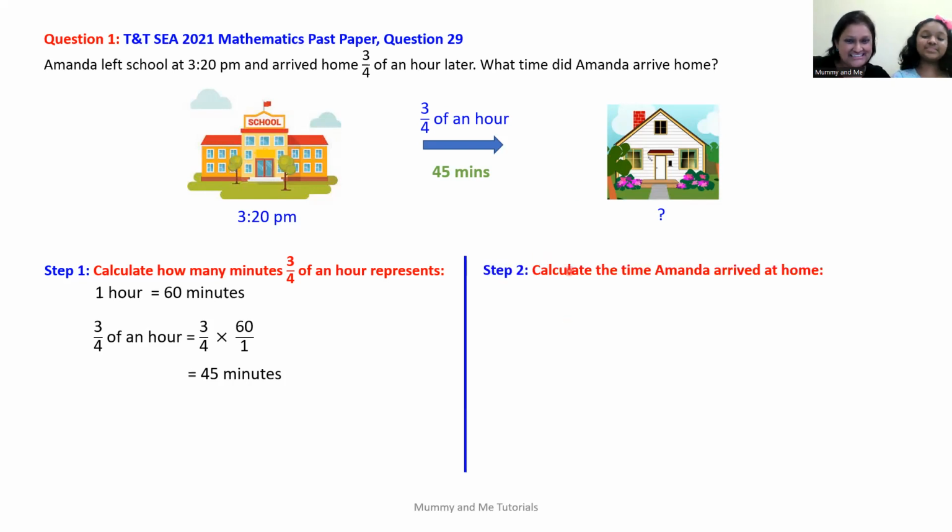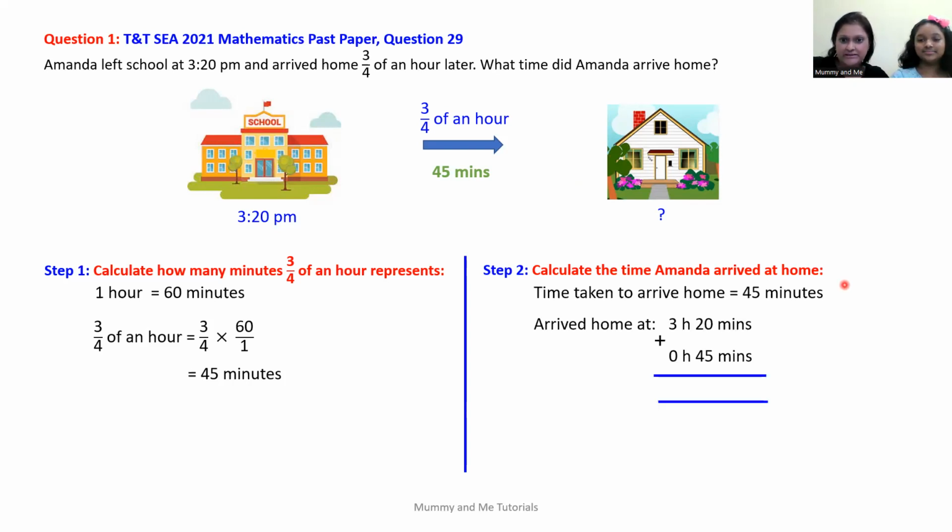What do we need to do next? Step 2 is to calculate the time Amanda arrived at home. Or the actual time? Yes. Okay, I don't know what time she got home. So the time taken to arrive home would be 45 minutes.